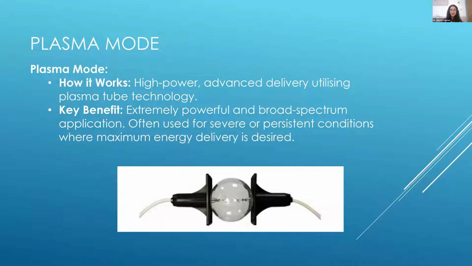Now, plasma mode is high power, the most powerful machine that Spooky2 has on offer. It's an advanced delivery system utilizing plasma tube technology, and it's extremely powerful. Broad spectrum application is often used, although when I say broad spectrum, if you're using the Fanatron, then it's very targeted and specific. It's often used for severe or persistent conditions where maximum energy delivery is desired. So this is usually the one that's recommended for the more serious health conditions.